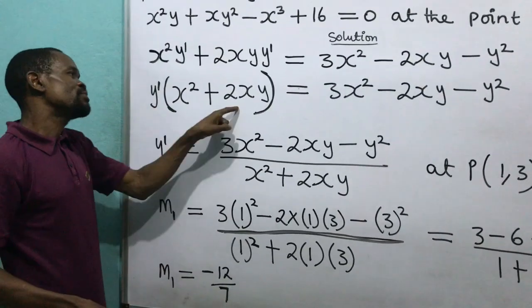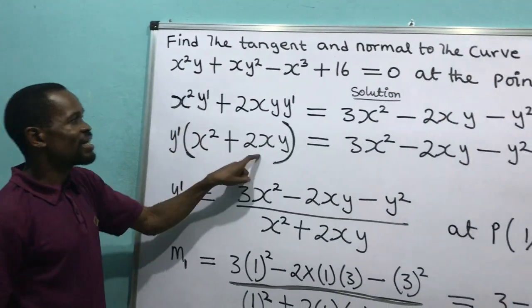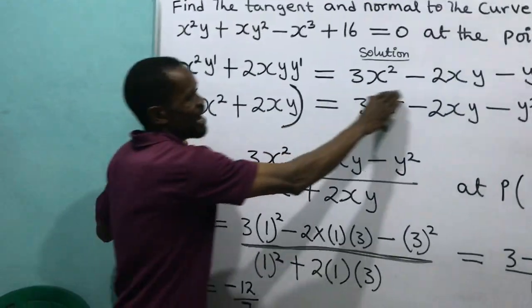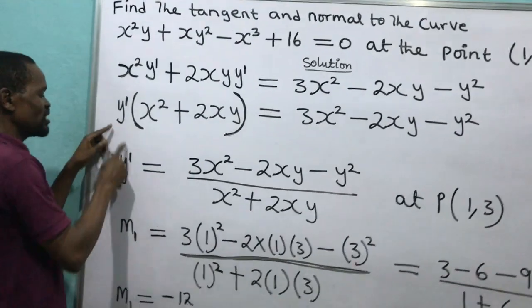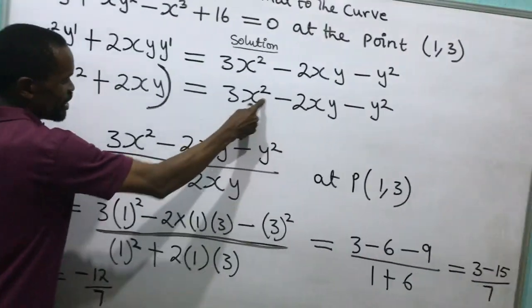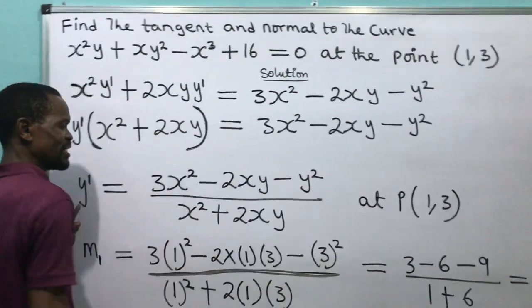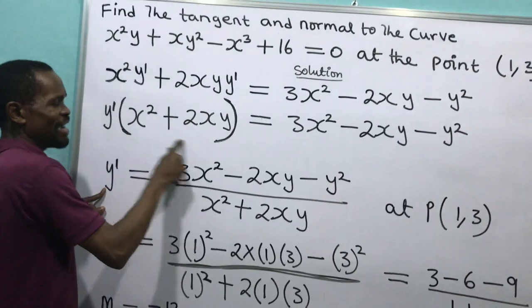If I open this bracket now, I'll get this back. This times this will give me this, and this times this will give me this back. Then making this the subject of the formula, I have y prime equals 3x squared minus 2xy minus y squared, all over, divided by this.